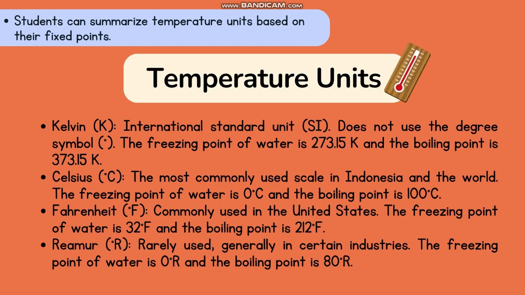Fahrenheit is commonly used in the United States. The freezing point of water is 32 and the boiling point is 212 Fahrenheit. Reamur is rarely used, generally in certain industries. The freezing point of water is 0 and the boiling point is 80 Reamur.